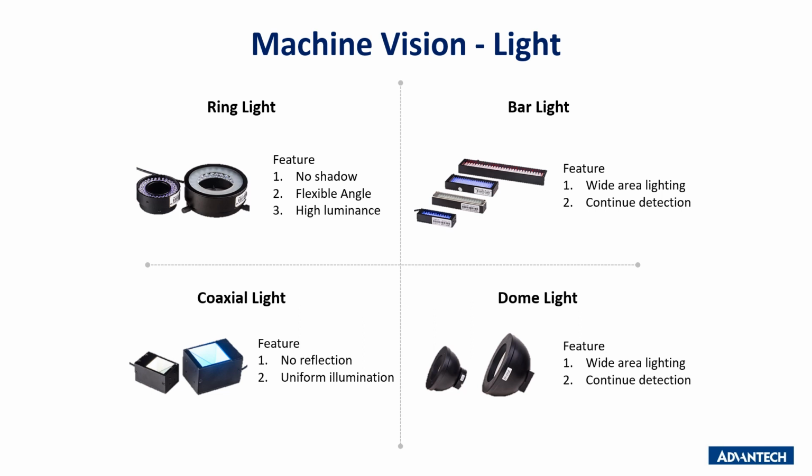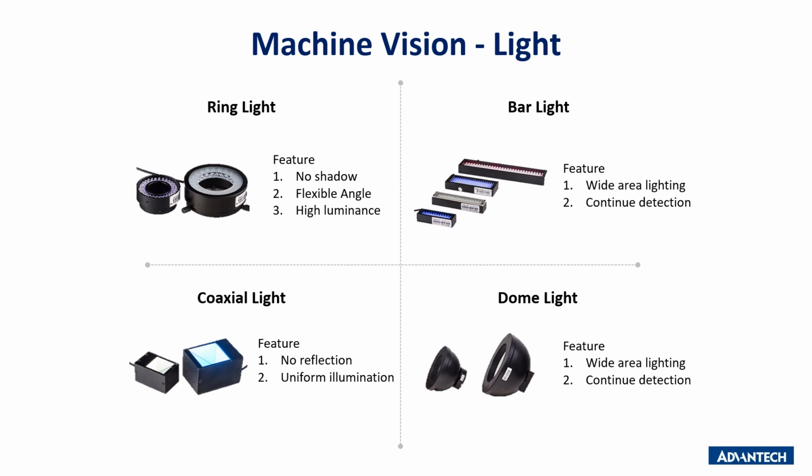Third is coaxial light. Due to the internal spectroscope design, coaxial light can reduce the light consumption, and also decrease the light reflection. It is suitable to use on some high reflection item detection, like glass or metal.